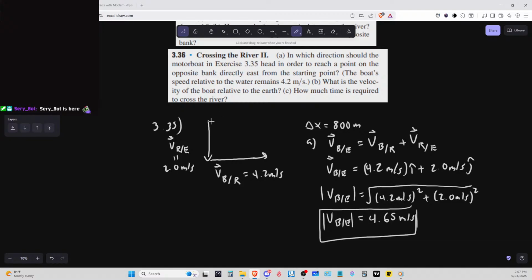Now the vector should be like this, and we have to determine the angle here. So if that's the case, we have both opposite and adjacent, so this calls for a tan function.